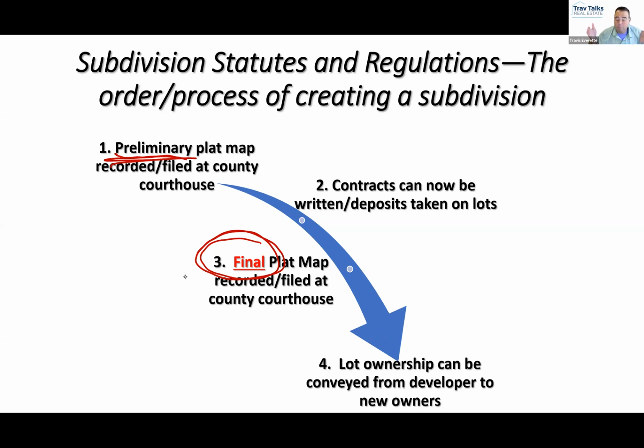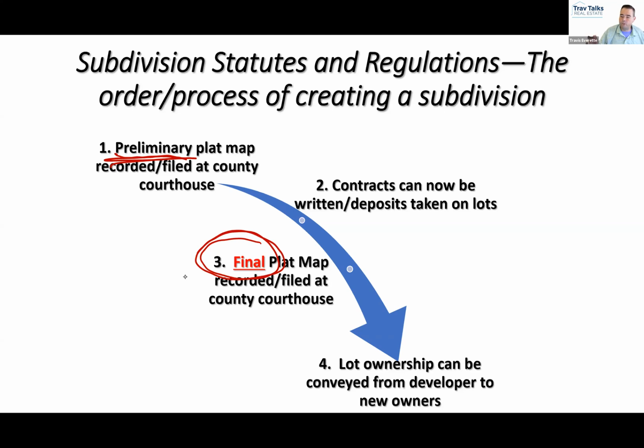We can start building the house. We can finish the house, but we cannot do the last step. What can that new owner not do until the final plat map is recorded? They cannot go down to the county courthouse and record a deed on one of those new lots and become the owner.